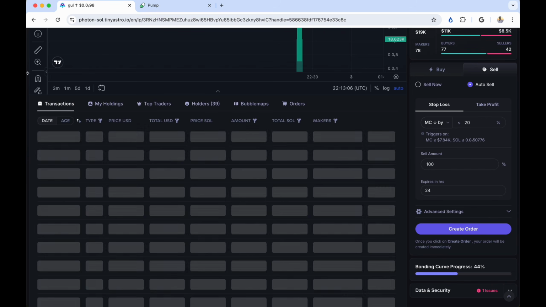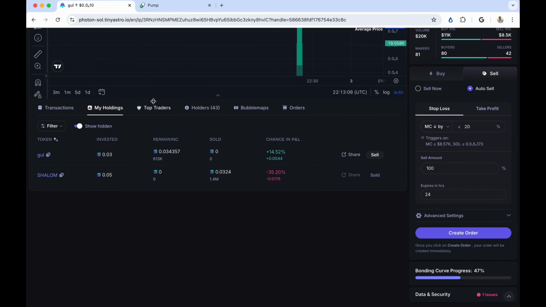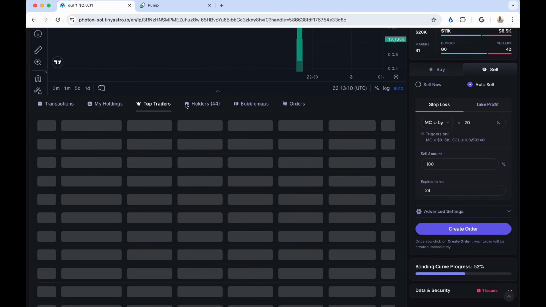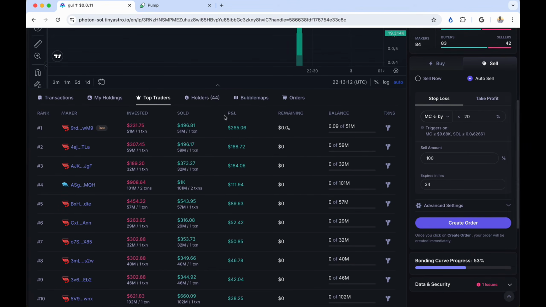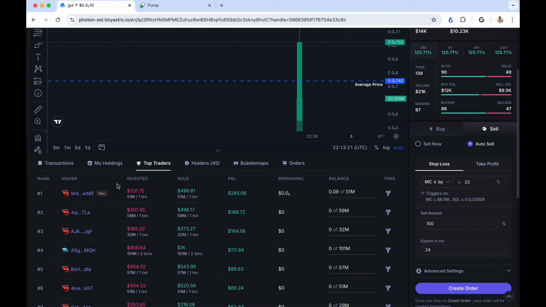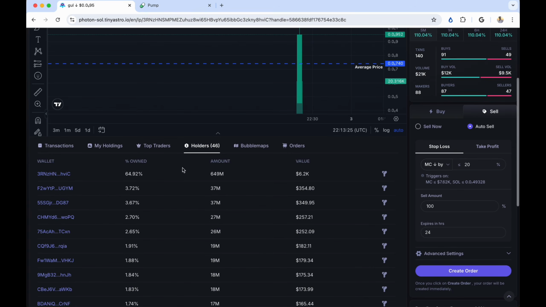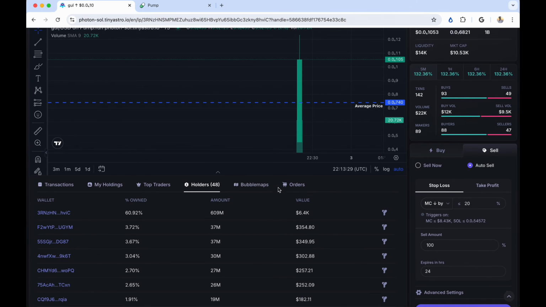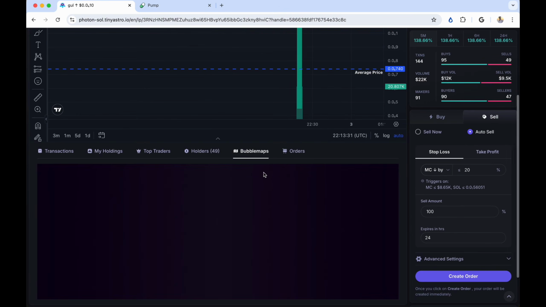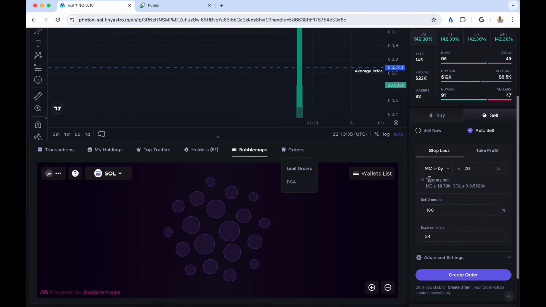Now, another thing that I want to point you toward is these tabs right here, because this is also going to probably give you some good insight. So you can see people who have made the most money. You can see all of these different wallets who have been categorized. So this is the developer, as you can see right here, and you can see that he is currently up that amount of money. You can see that there are 46 holders. You can see what percent different people own. Bubble maps, you can see that. And then, of course, you can also see limit orders, DCA, and stuff like that as well.